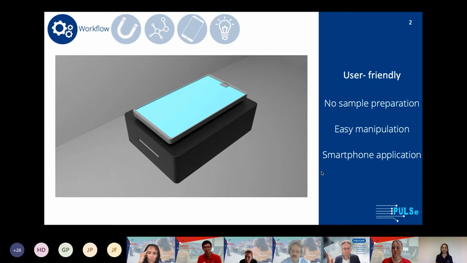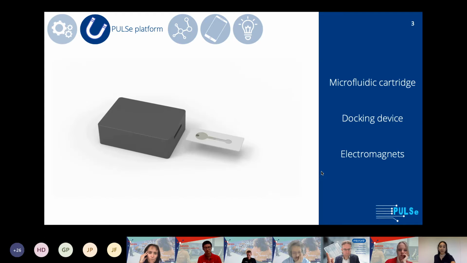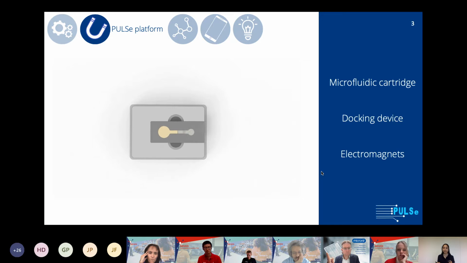Now, of course, this is a kind of simplistic representation, so let's dive into the specifics. We designed a 2-reservoir microfluidic cartridge. The salivary sample will be deposited in inlet A and eventually end up in reservoir A. That reservoir contains magnetic beads that will be displaced through sliding the cartridge over 3 electromagnets in our docking device. As you can see, the signal will be generated in our second reservoir.